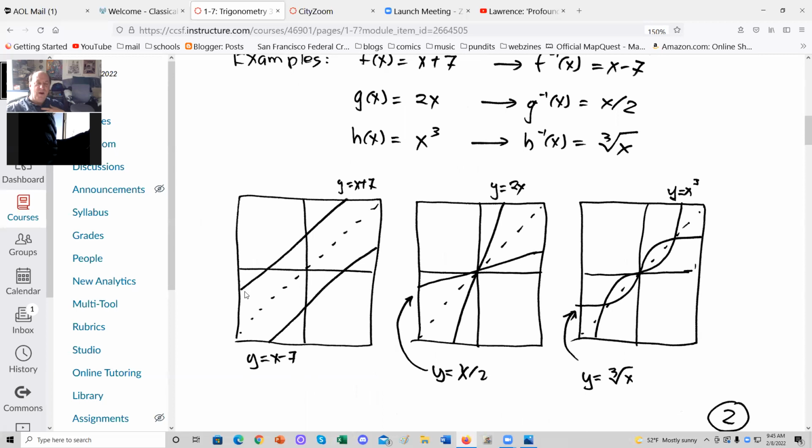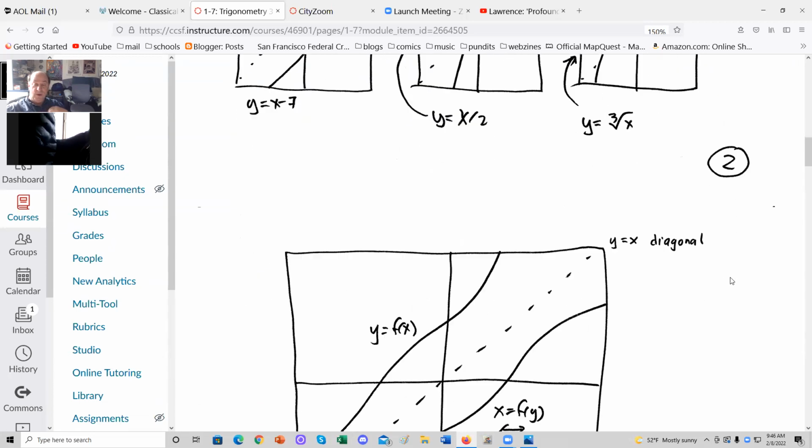Now here's a graph of y equals x plus 7. Here's a graph of y equals x minus 7. Note that this dotted line is the graph of the line y equals x. Notice that these are symmetrical around it. Here's a graph of y equals 2x. Here's a graph of y equals x over 2. And again, it's symmetrical to the diagonal y equals x. This n-shaped graph is a graph of y equals x cubed. This S-shaped graph here is a graph of y equals cube root of x. And again, you can find each from the other by flipping through the diagonal.